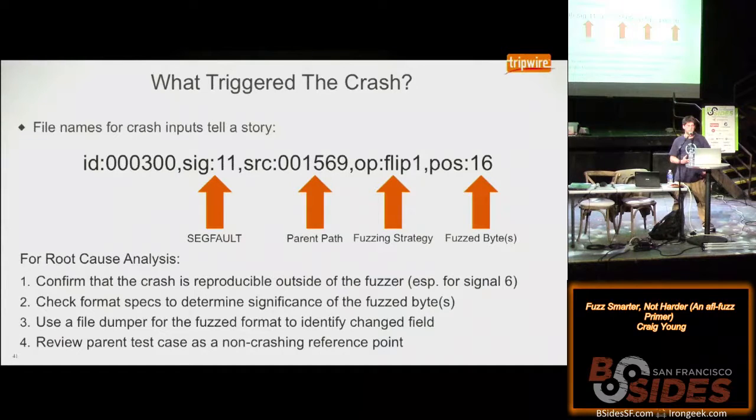It's also helpful here to be able to go back to that parent path test case, meaning you take that source number, go to the queue, and find the file with that ID number. Then you have a file that was the direct descendant or direct precedent of the crashing test case. If you can look at the value from that byte and have some meaning assigned to it in the non-faulting test case compared to the faulting test case, it might give you a better idea of what's going on.